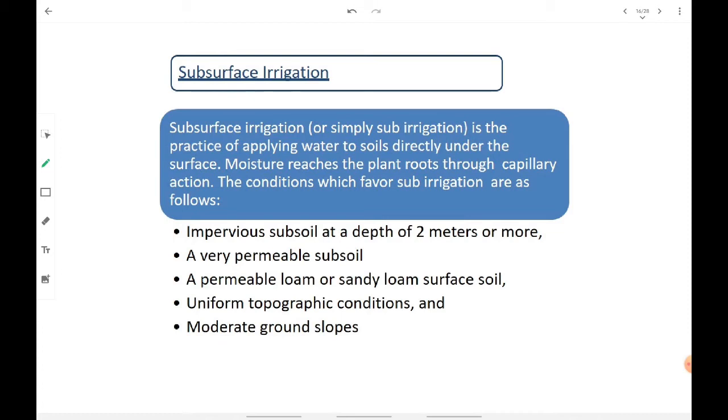Impervious subsoil at a depth of 2 meters or more. The soil at a depth of 2 meters should be impervious. Then a very permeable subsoil, meaning the upper layer should be very permeable. Then a permeable loam or sandy loam surface soil. Then uniform topographic condition and moderate ground slope, meaning a steep slope will not be useful for subsurface irrigation.